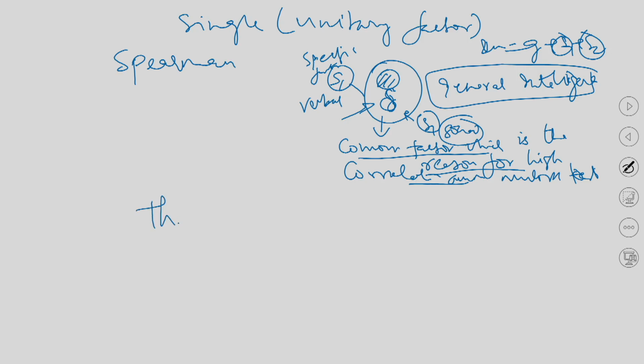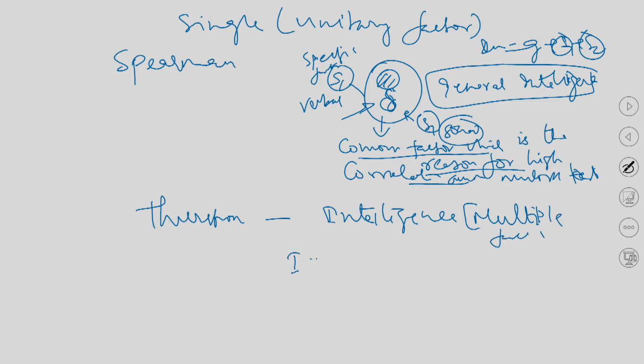And then there is the view of Thurston, who believes that intelligence is not just one specific factor, it is multiple factors. So, intelligence is S1 plus S2 plus S3 plus S4, where S1 could be my verbal intelligence, this could be my linguistic intelligence, this could be my intelligence in music, or this could be intelligence in social skills, and so on and so forth. And so, that is the difference.